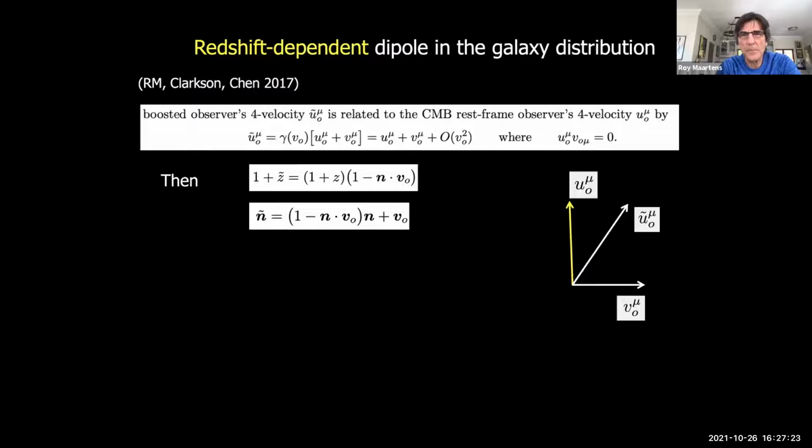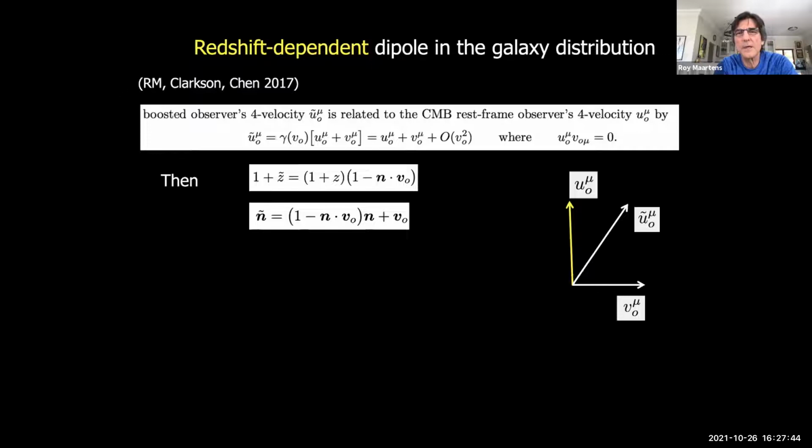Typically, the work based on Ellis-Baldwin and the work that was described by Subir, for example, works with a two-dimensional projection of the galaxy distribution in the sky. So I want to just show some work which asks what is the redshift dependent dipole if we do not project the galaxy distribution onto the sky.